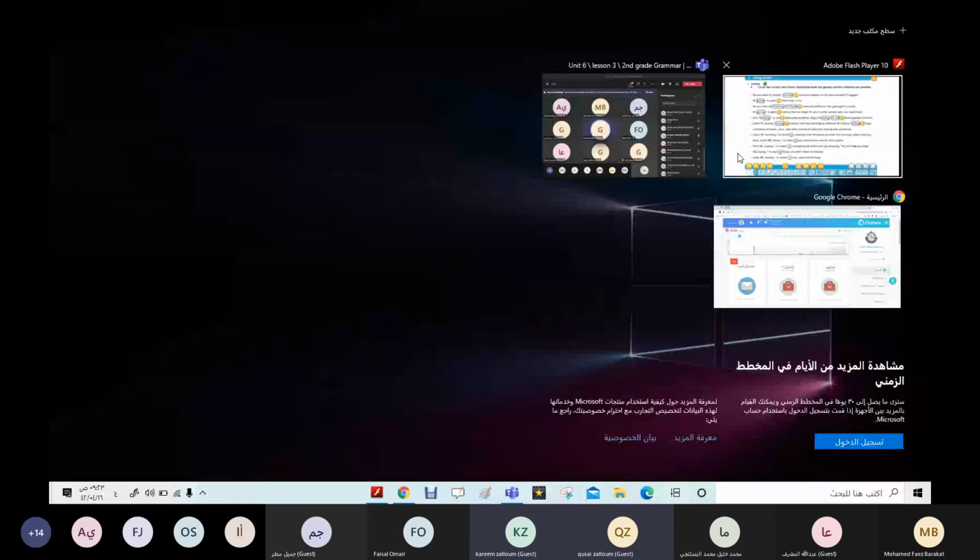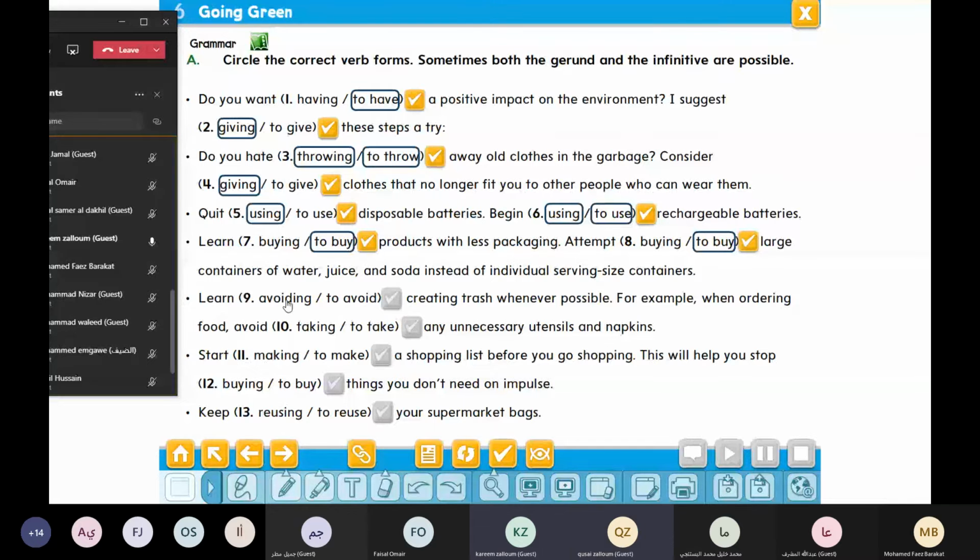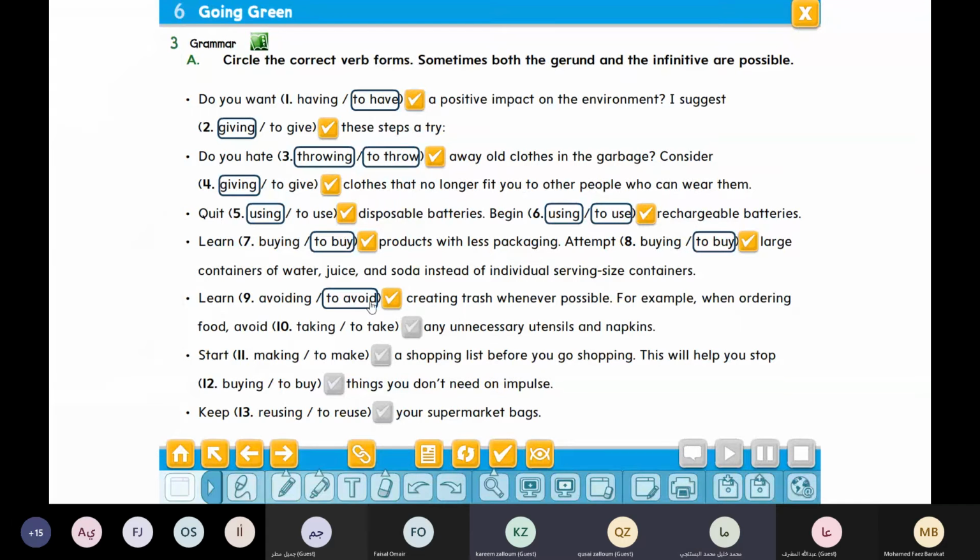Number 9. Who wants to continue? I can, teacher. Learn to avoid creating trash whenever possible. For example, when ordering food, after avoid, taking. Taking, good. After avoid, avoid taking any unnecessary utensils and napkins.